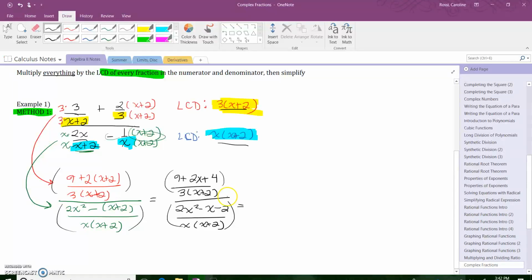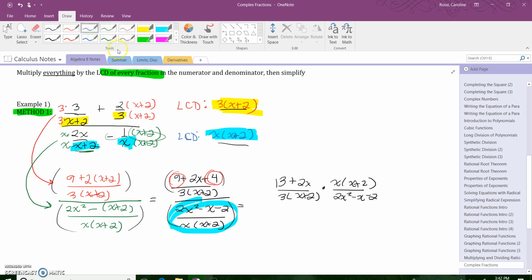And we know that in order to divide two fractions, we multiply by the reciprocal of the denominator. So let's go ahead and do that. Now, while I'm rewriting this numerator, let's go ahead and combine like terms here and make that a 13, 9 plus 4, plus 2x over 3 times x plus 2. Then I'm going to multiply it by the reciprocal of the denominator. So 2x squared minus x minus 2.